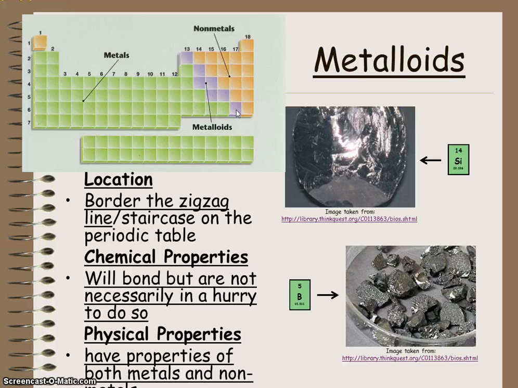They will bond with other things. They will react, but they're in no hurry to react with other atoms, some of them more than others. The physical properties of metalloids are some properties of metals and some properties of nonmetals. It's really specific to the metalloid itself, so you would have to find out more about that specific metalloid to determine its properties.